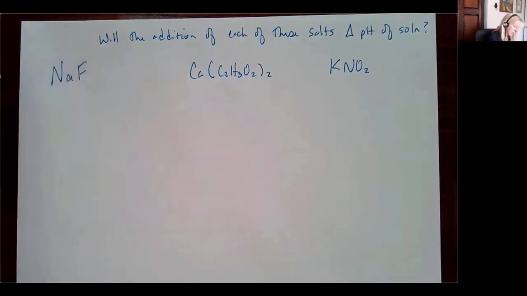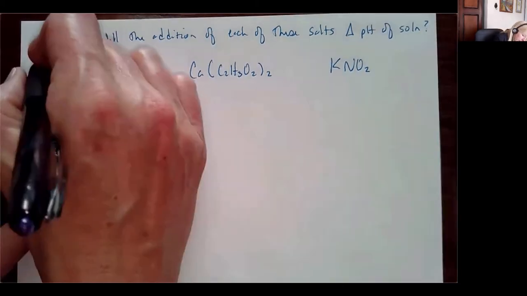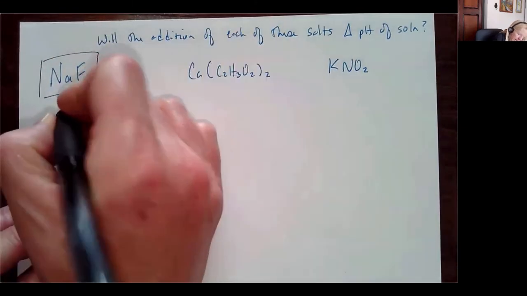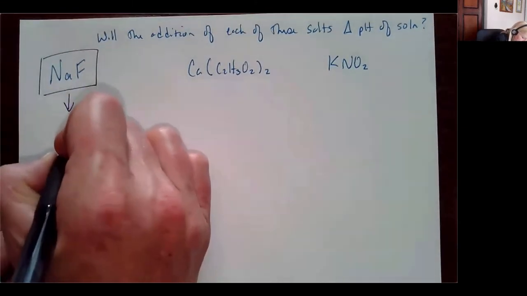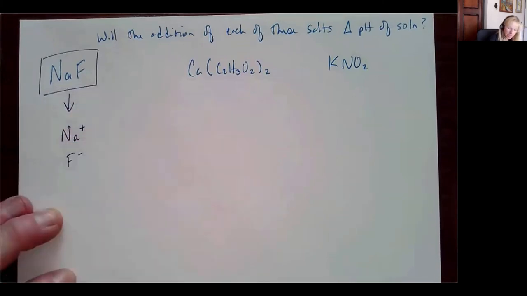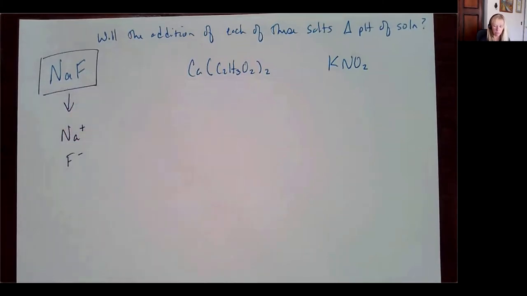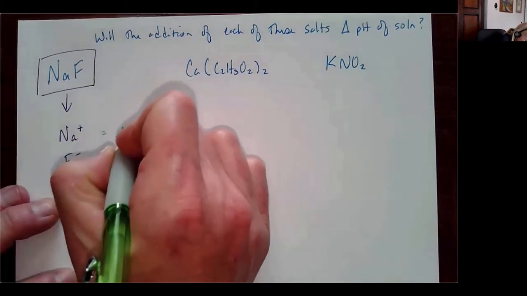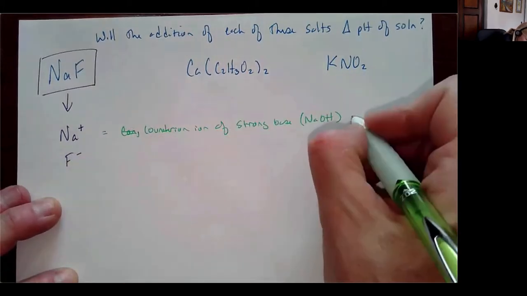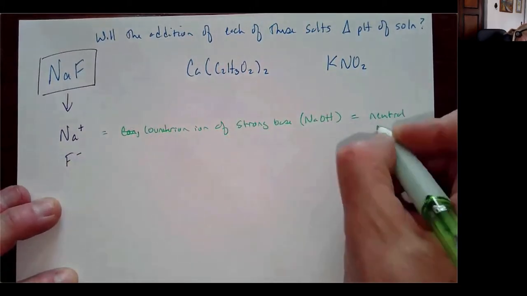So the first thing is I'm going to take them individually. So I'm going to look at NaF first, and I'm going to look at each individual ion. So in NaF, I have sodium ions and I have fluoride ions, and I'm going to consider them separately and figure out what effect they are going to have on that solution. So sodium ion, this is the counter ion of a strong base, so it's going to be neutral, no effect.